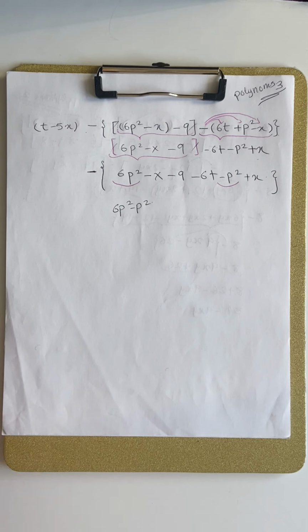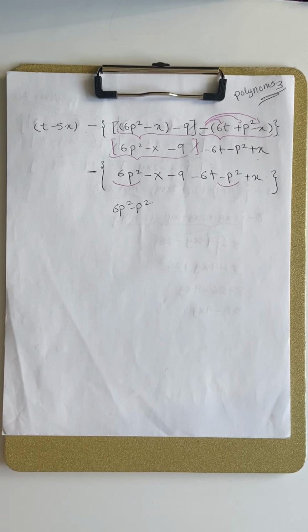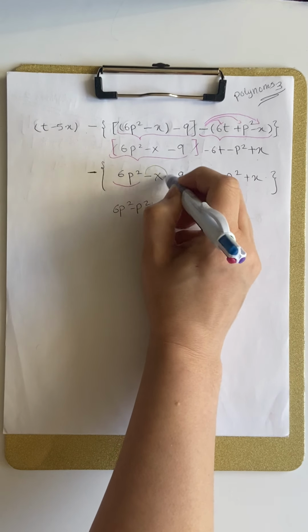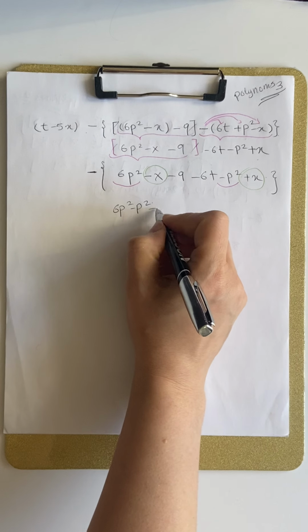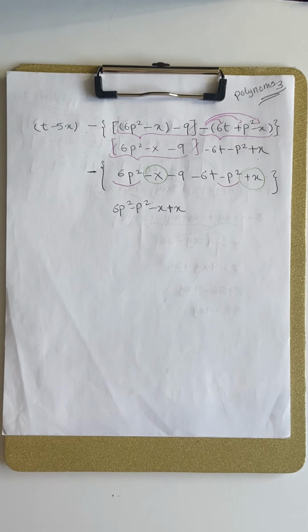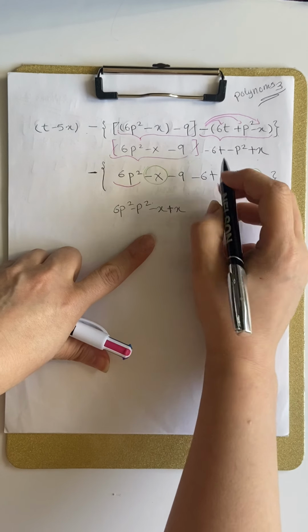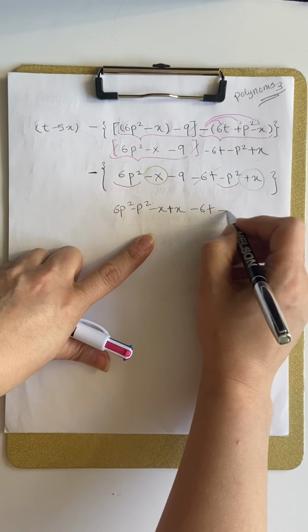Do you see any other like terms? I see fantastic ones. You're going to see why I loved it. Look. Let's just say negative x, positive x. Don't you love them? Negative x and positive x, two opposites. We don't even have to deal with them. And then the 6t, negative 6t, gone. Negative 9 just comes down.